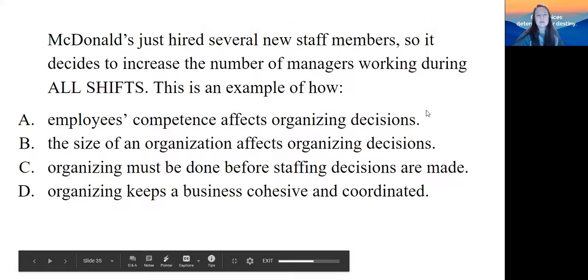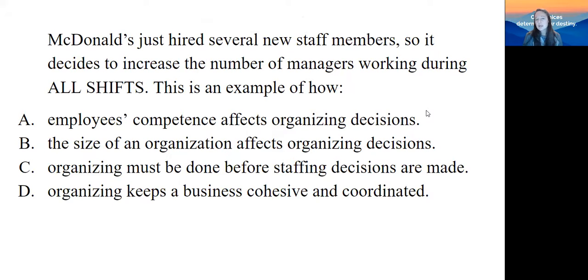was about McDonald's. McDonald's has hired a lot of new staff members. So it decided to increase the number of managers working each shift. This is an example of what? This is an example of B, the size of the organization, so the organization is growing, is affecting organizational decisions. So because they've hired new staff, they decided that they were going to hire new managers to manage that staff as well.